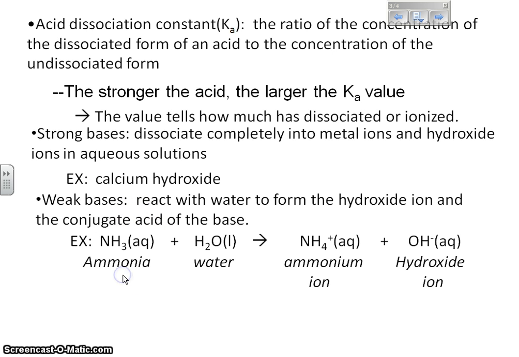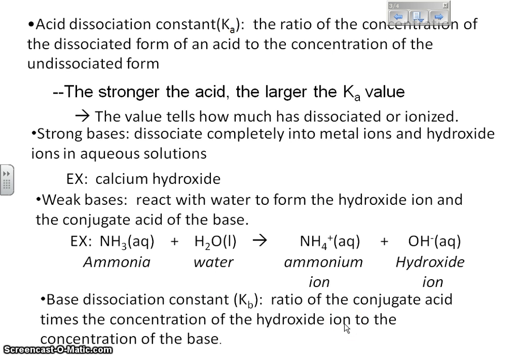All right. Weak bases will react with water to form the hydroxide ion and the conjugate acid of the base. So here we have ammonia, a weak acid, a weak base, excuse me, plus water. It turns into ammonium ion and a hydroxide ion, OH negative. All right, conjugate acid of the base.